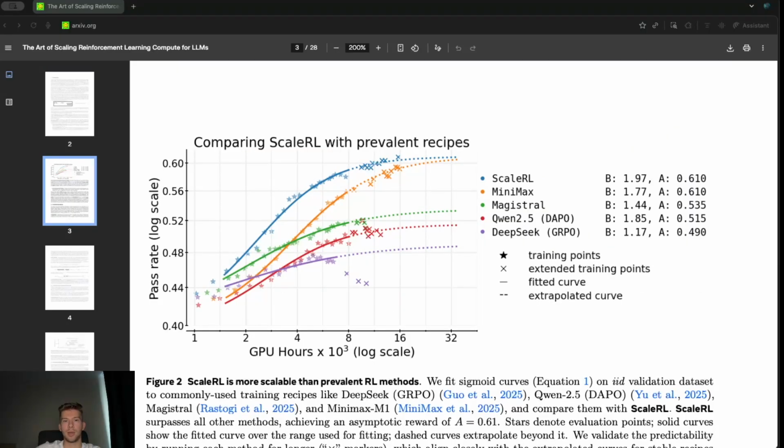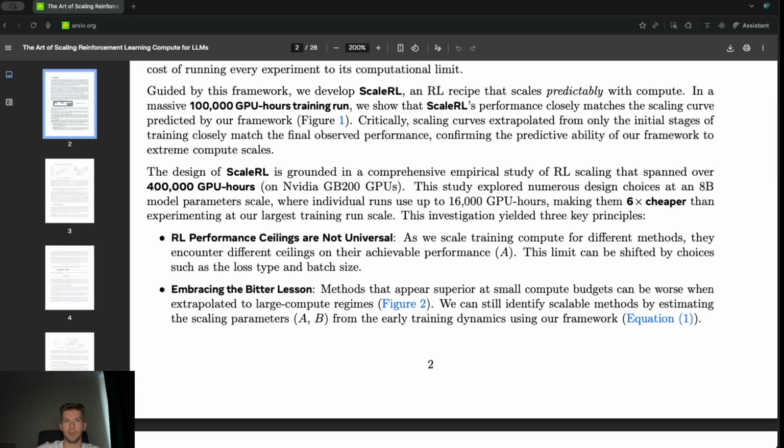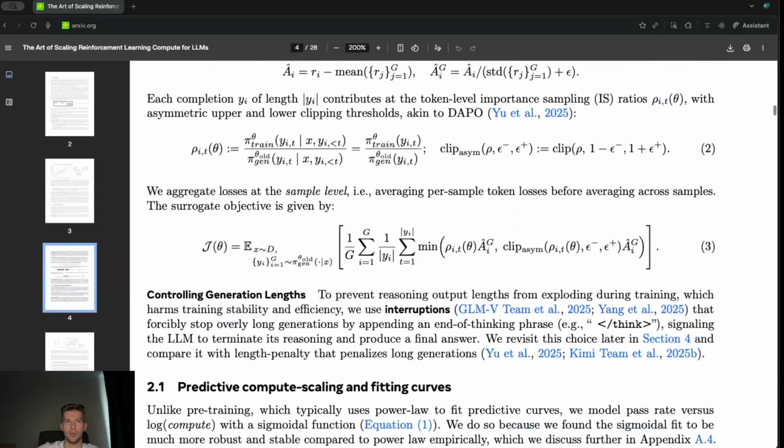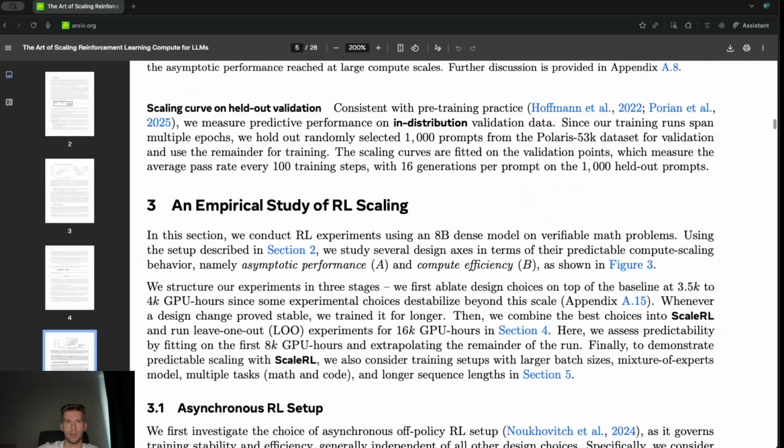So guided by their new predictive tool, the team made three massive observations. First, the reinforcement learning performance ceilings are not fixed. They can be shifted by core algorithmic choices, like the type of loss function used. They also found that several losses like CISPO or GSPO substantially outperform DAPO and achieve a higher asymptotic reward. And secondly, there was a tiny numerical detail that had a huge impact. You can see more down here.